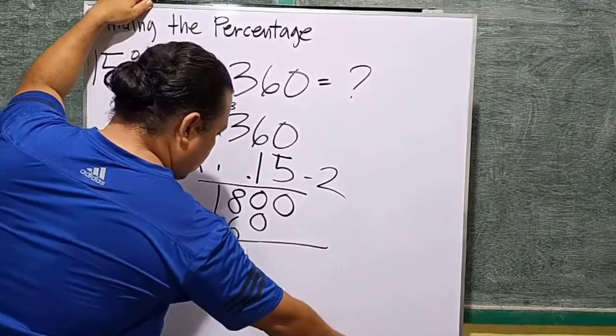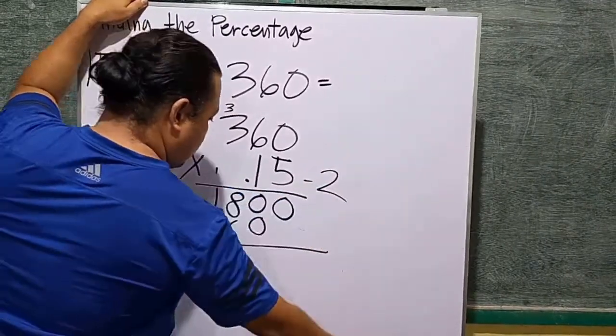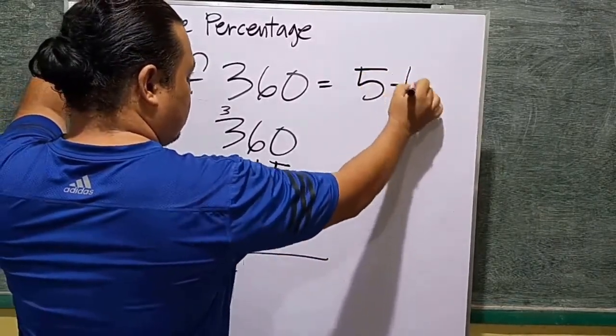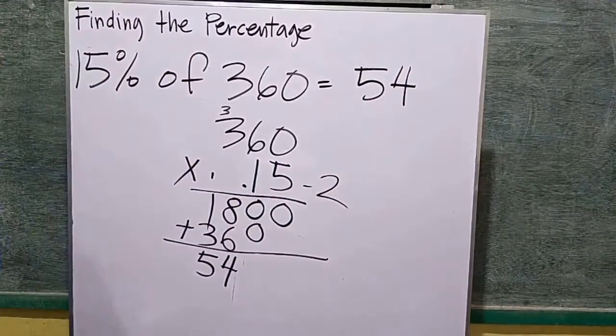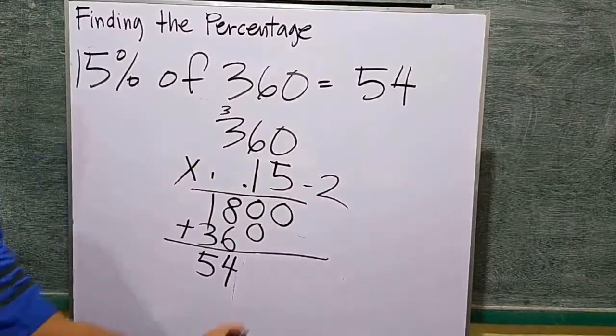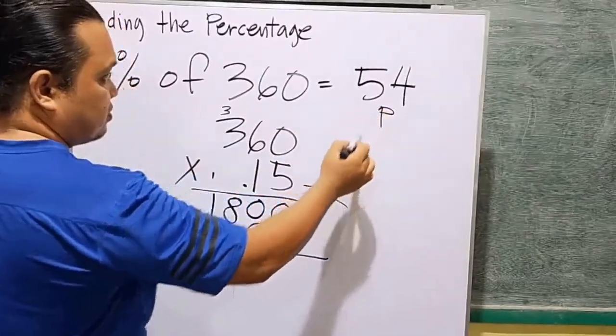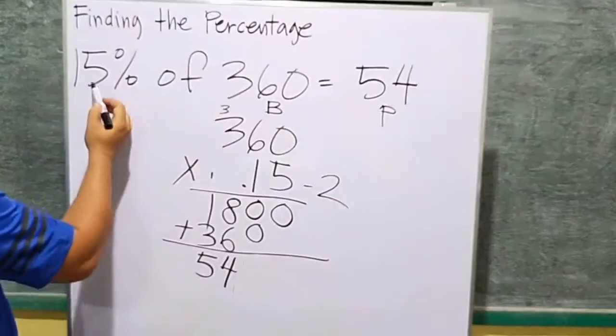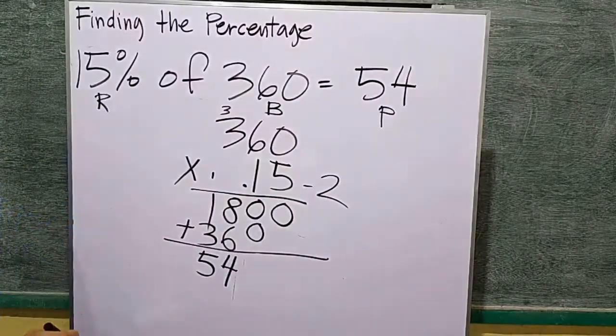So our answer here is 54. Now 15% of 360 is 54. 54 is our percentage. 360 is our base, while 15% is our rate. Okay, so let's have some more examples.